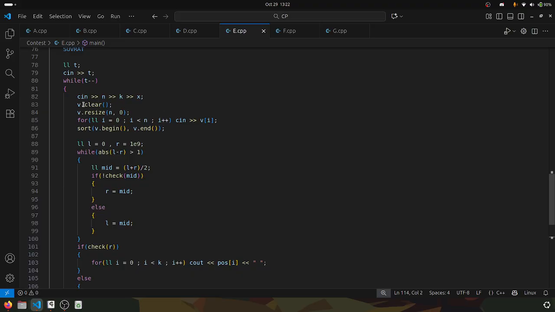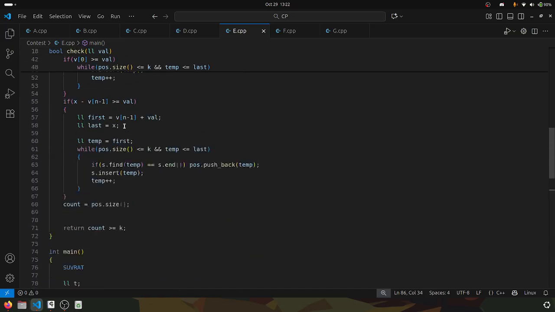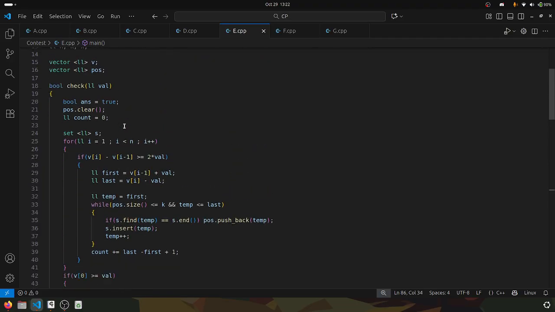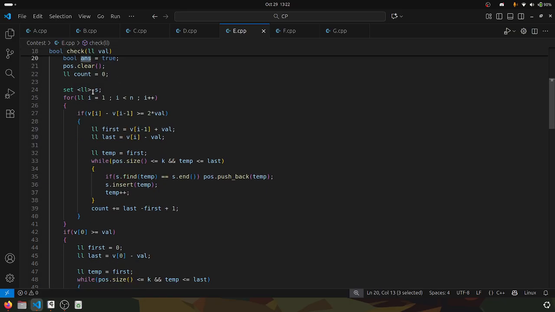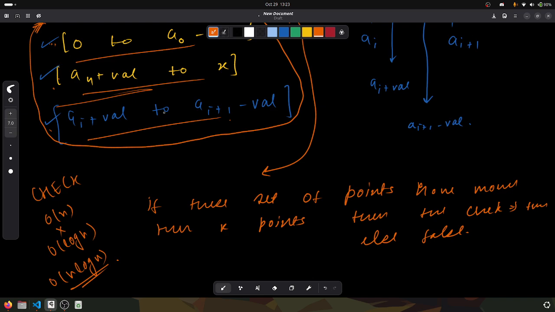So basically I take input v and I sort it, and I'll show you guys the check function first. So let's understand the check function. Set S is nothing but the set of points that I'm going to choose, okay, and these are the ranges. V of i minus V of i minus 1 is this range, basically these.